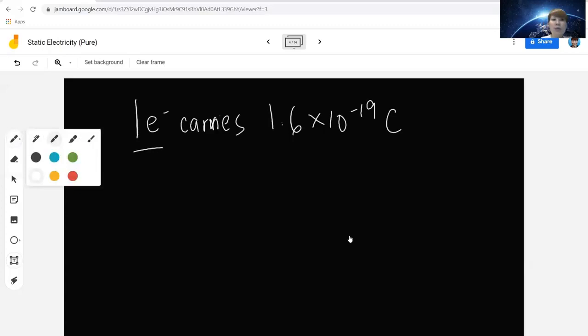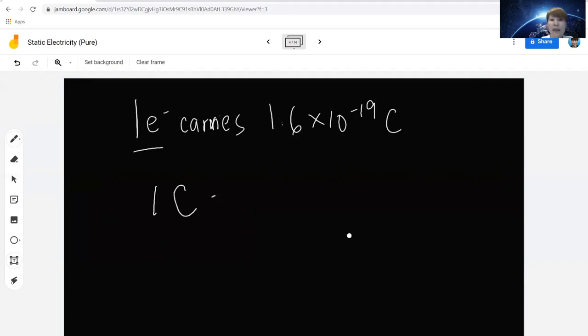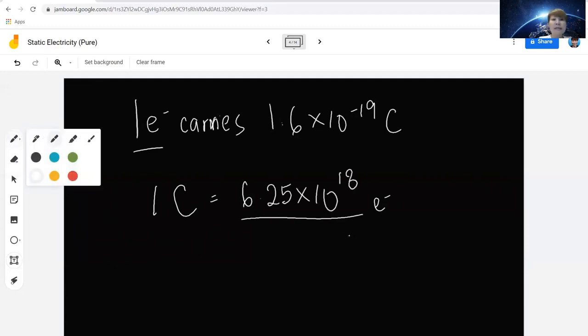So what we do is look at what 1 coulomb represents. One electron carries 1.6 times 10 to the power of minus 19 coulomb. So 1 coulomb is actually how many electrons? 1 coulomb is actually 6.25 times 10 to the power of 18 electrons. So now this is a much more sensible number.